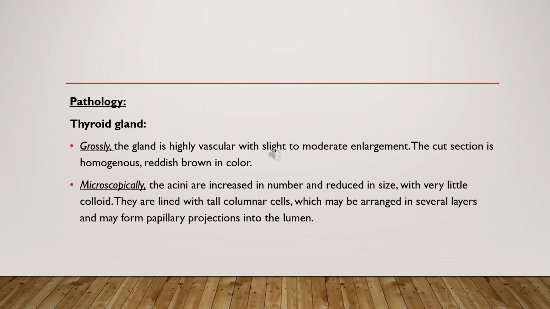Pathologically, the gland is grossly enlarged and highly vascular. This enlargement is slight to moderate. The cut section is homogeneous, reddish brown in color. Microscopically, acini are increased in number and reduced in size with very little colloid, and there is lymphocytic infiltration.